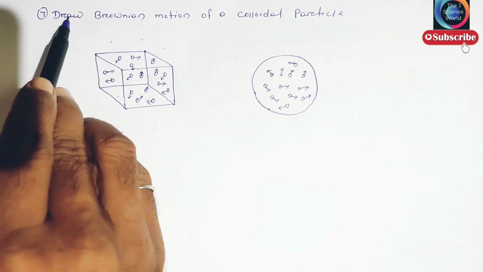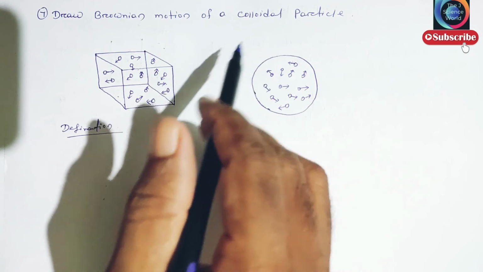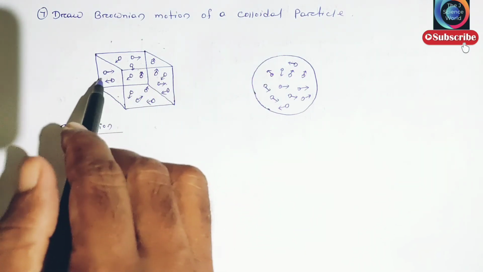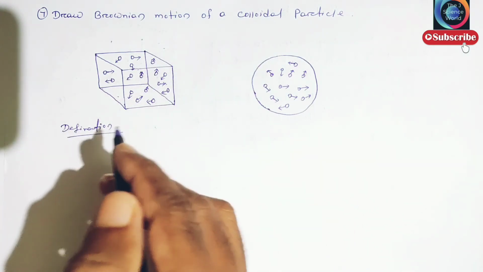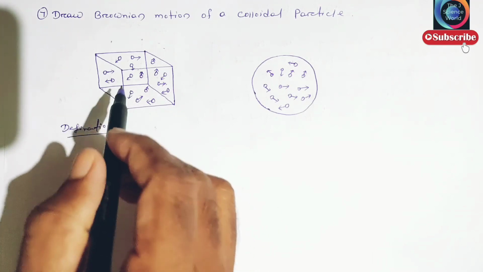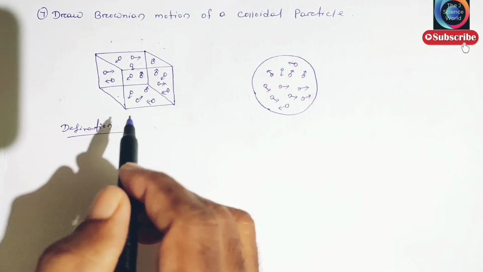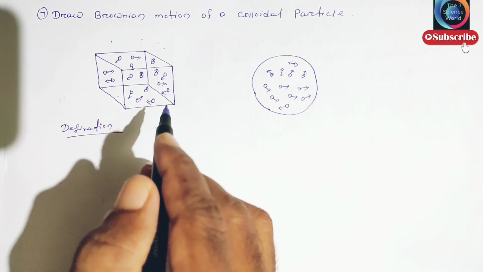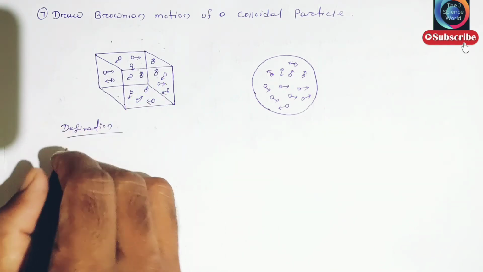Well, this is question number 7: the Brownian motion of colloidal particles. This is our nice diagram of Brownian motion of colloidal particles. If we discuss its definition, the random or zigzag motion of colloidal particles in a solution is called Brownian motion or Brownian movement.